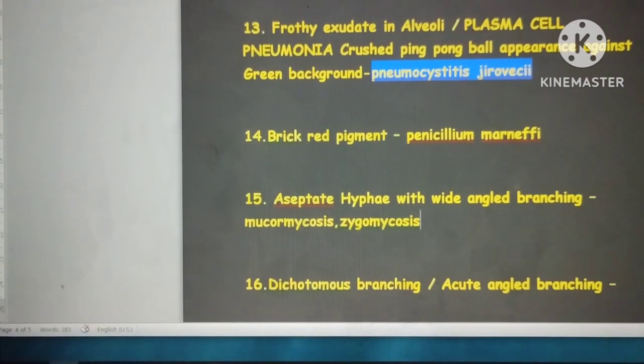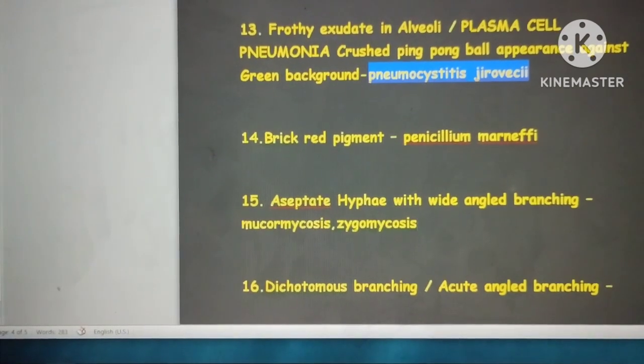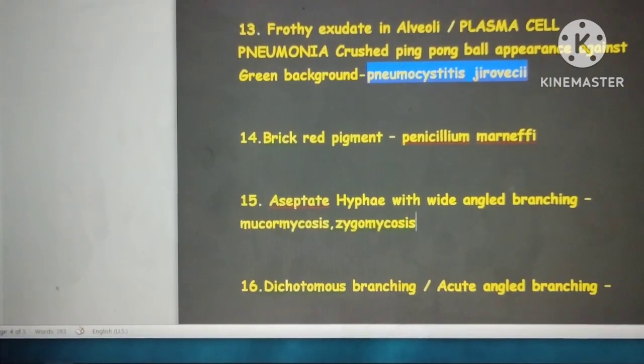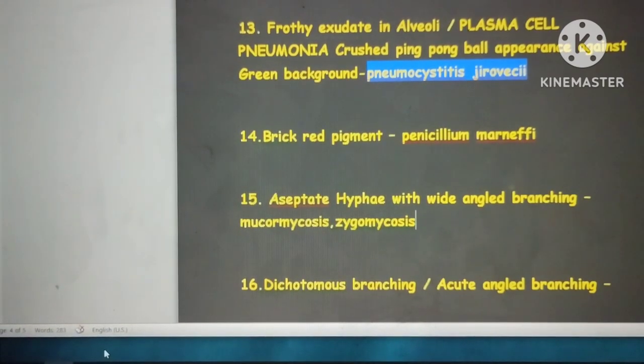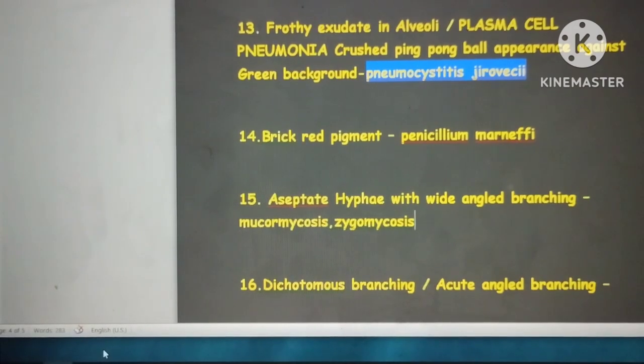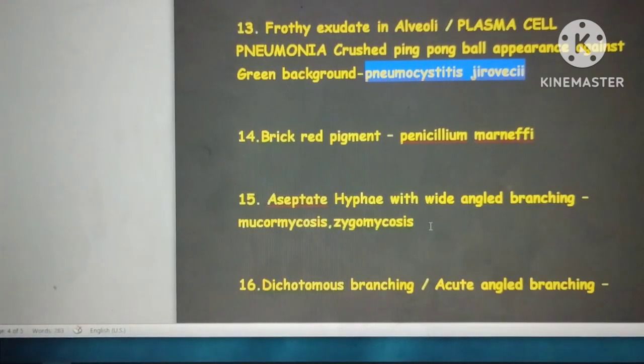It was seen in the KOH or it can be seen in LPCB. But this is a term. If you come across this aseptate hyphae with wide angle branching, it comes under the zygomycosis family. That is RAM, right? Rhizopus, Mucor, or Absidia.